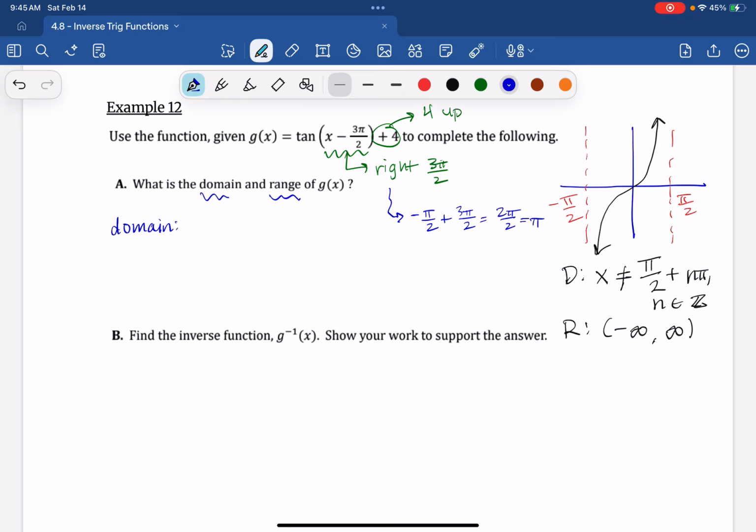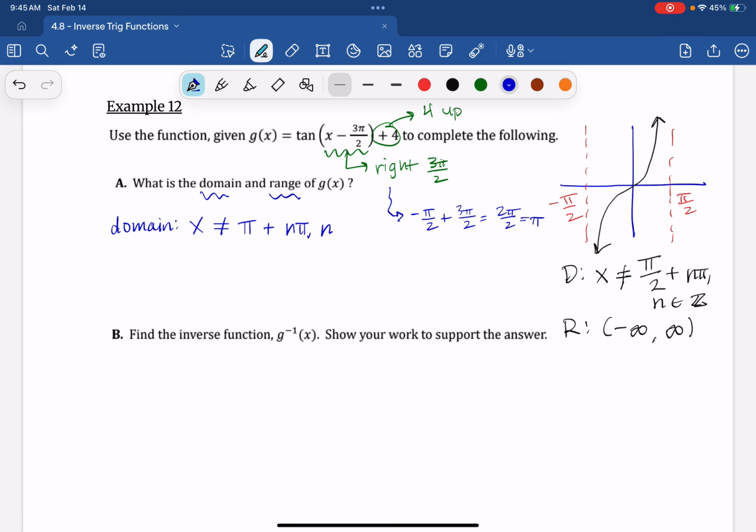And since we know that the asymptotes are pi units apart, since the period is still pi, we can say that the domain for g is going to be x not equal to pi plus n pi, where n is an integer. Now the range of g, the plus 4, even though it's a vertical shift, is not going to affect the range since the range is all real numbers. So the range for g is going to still be all real numbers. So that's my domain and range of g.